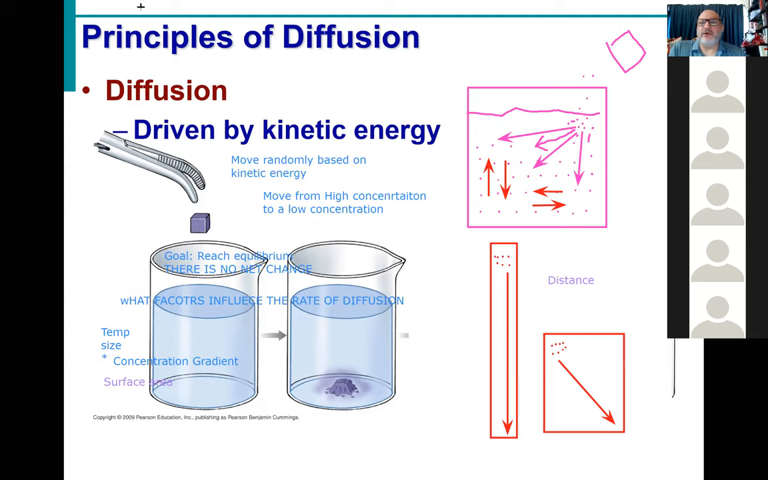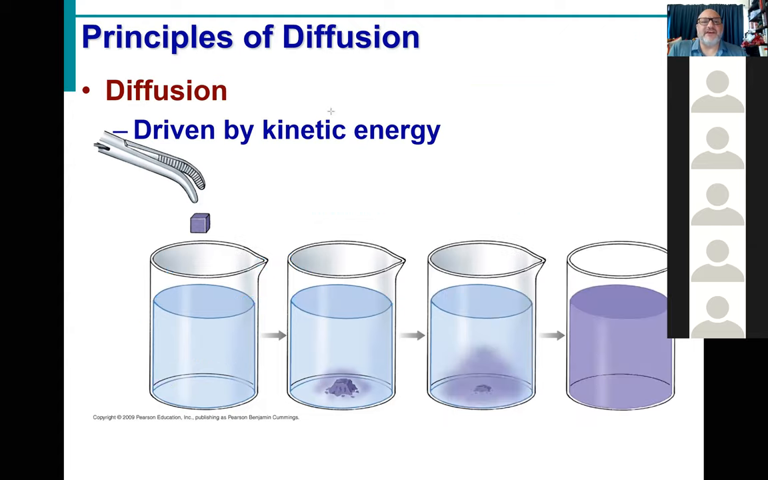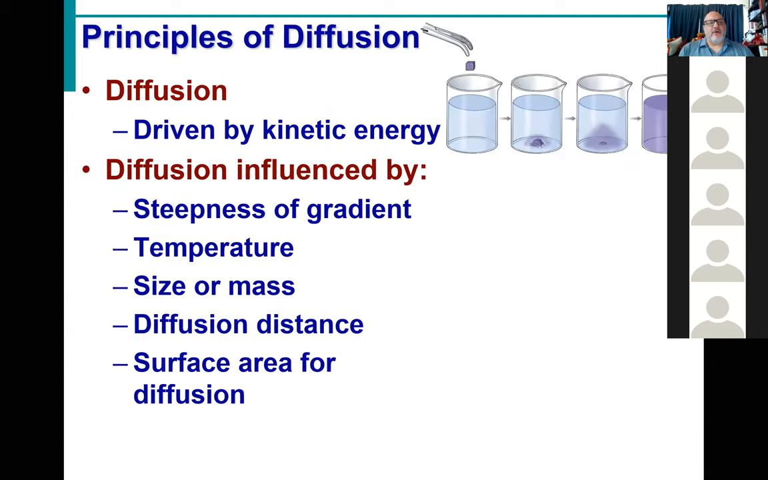Excellent. I think we got all the big ones. Let's cheat and look at the pretty pictures from the text and see if we've got them all. Our concentration gradient, temperature, size, the distance, surface area. Perfect. We got them all.